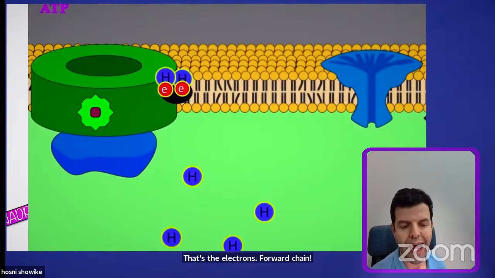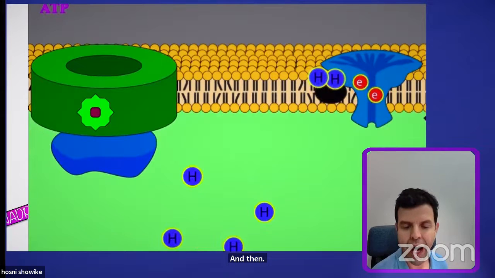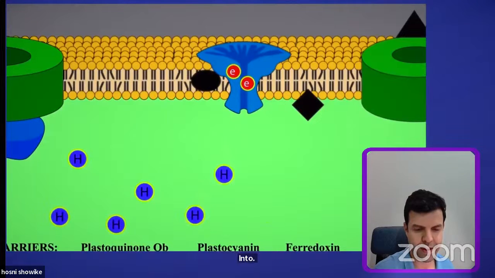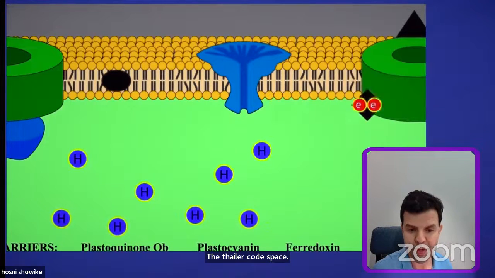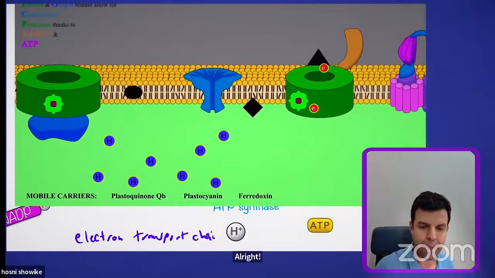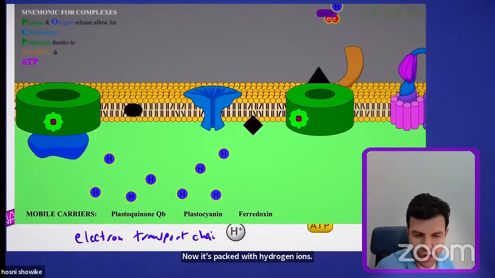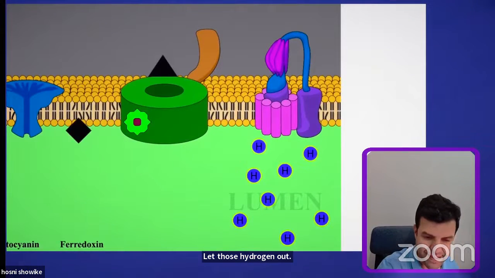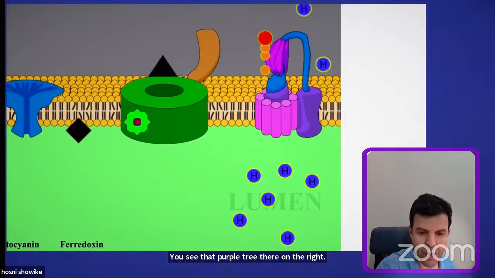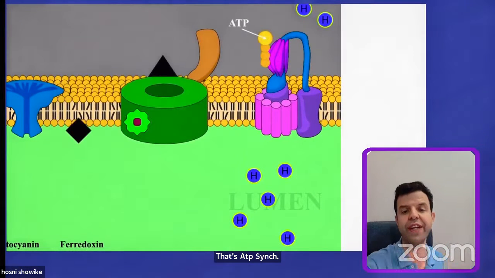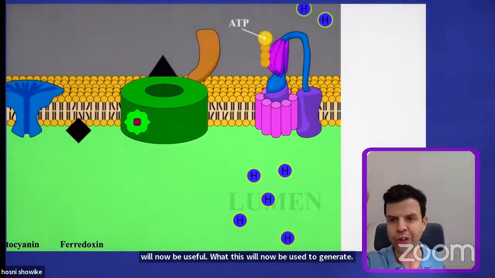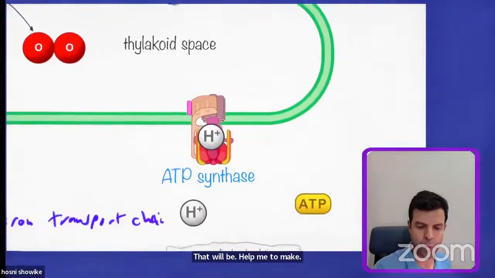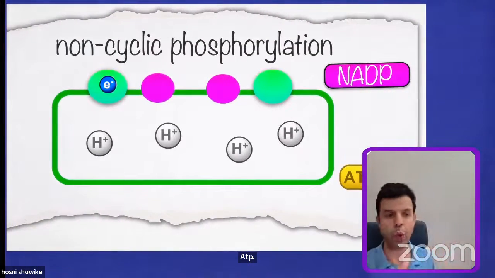And then as this is happening, I'm pumping hydrogen ions into the thylakoid space. All right? Now it's packed with hydrogen ions. I'm going to now soon let those hydrogen ions out. You see that purple tree there on the right? That's ATP synthase. This will now be used for what? This will now be used to generate ATP. As they're flowing out, that will be helping me to make ATP.